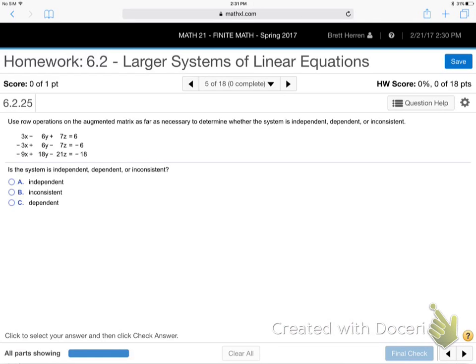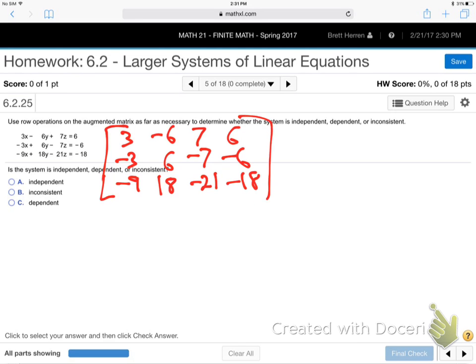We're going to use our calculator. All right, so take your calculators. Type in 3, -6, 7, 6, and the middle one is -3, 6, -7, -6, and the third one is -9, 18, -21, -18. So type that and put that into matrix A and do the RREF on matrix A and see what you get. I'm going to do it too. Let's find out what we get, and then we'll be able to interpret the answer.